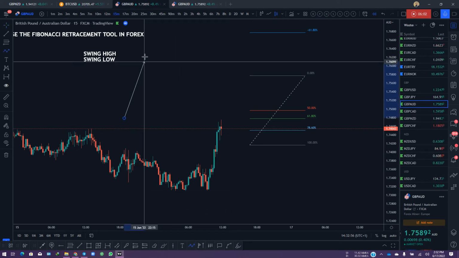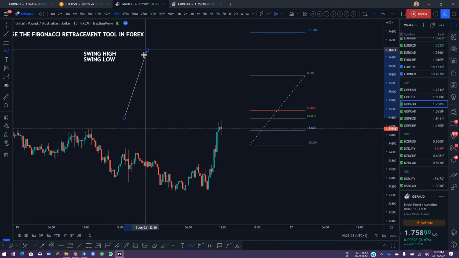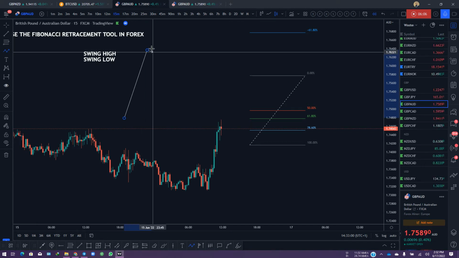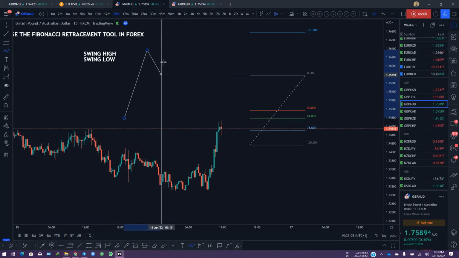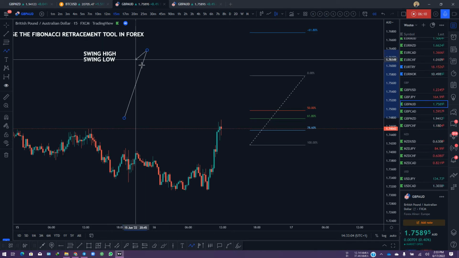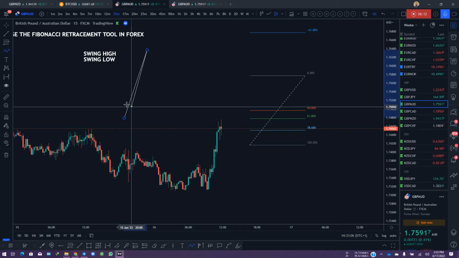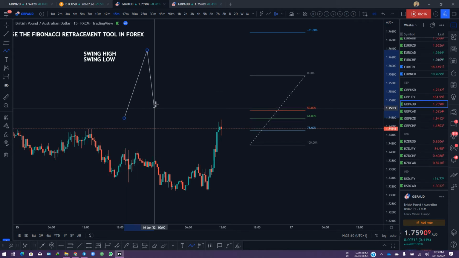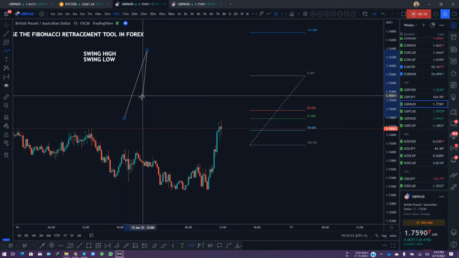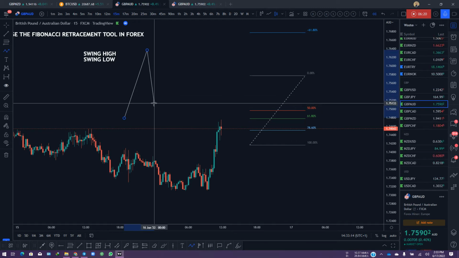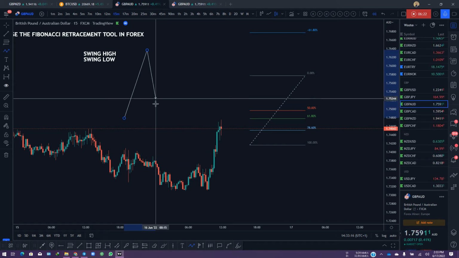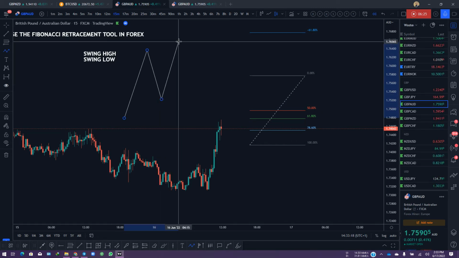So you wait for your impulse to happen. Once you identify the impulse, you then identify the swing low and the swing high of that impulse. So this is the swing high and this is the swing low of the impulse. After identifying them, you wait for the price retracement level, and then you take your entry from there.